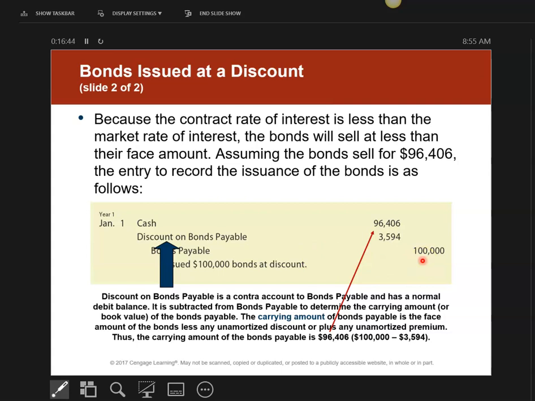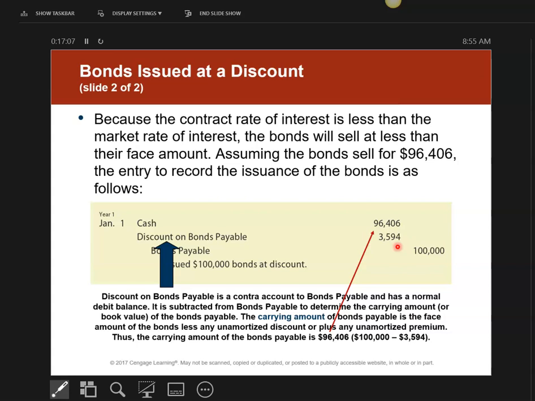So here's what's going to happen. I will pay you interest over the period of time of $6,000, and at the end I'm going to pay you back $100,000. So let's talk about what I'm going to do with this $3,594. What happens is the $3,594 is in the discount on bonds payable.